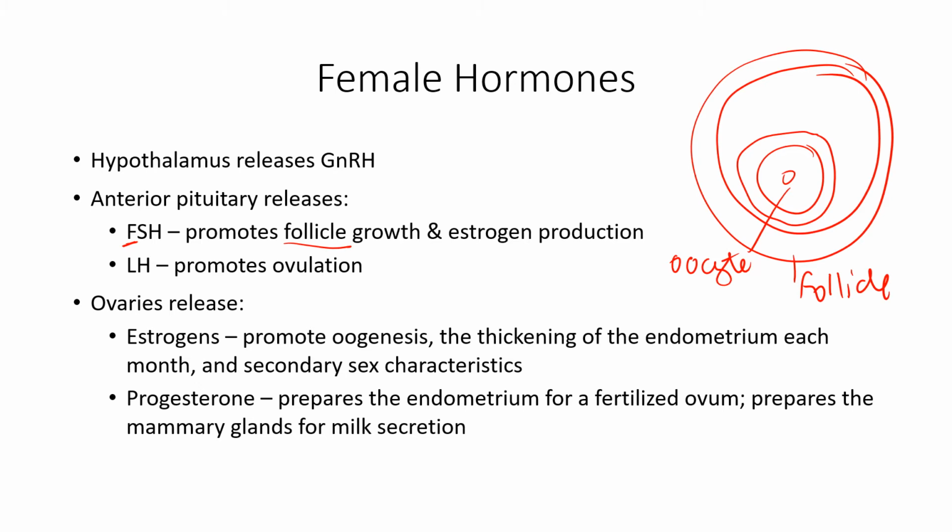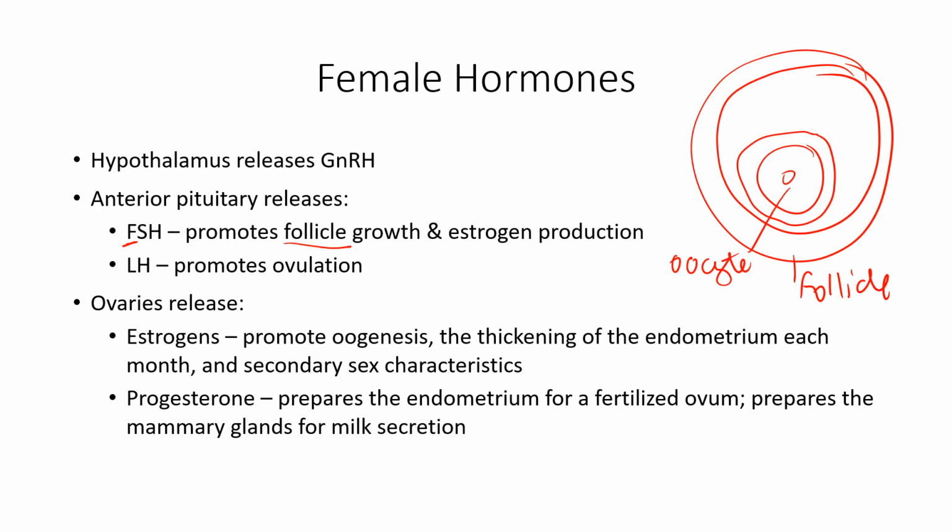This cascade of hormone production ends up with the ovaries releasing estrogens and progesterone. Notice that estrogens promote oogenesis, which is the maturation of a secondary oocyte. Estrogens also cause the endometrium lining of the uterus to thicken every month. And estrogen is also responsible for secondary sex characteristics in females, such as the growth of breast tissue, increased fat deposits in the hips and the breast area, and the growth of pubic hair and axillary hair in the armpits.